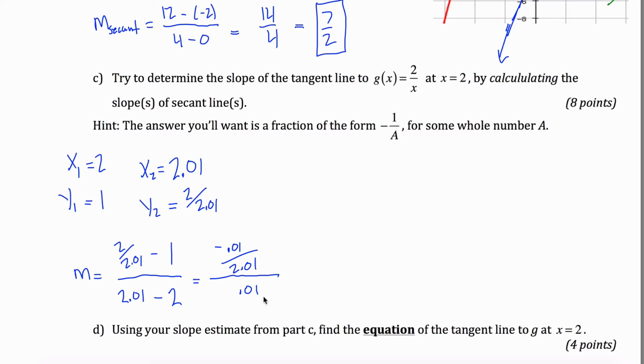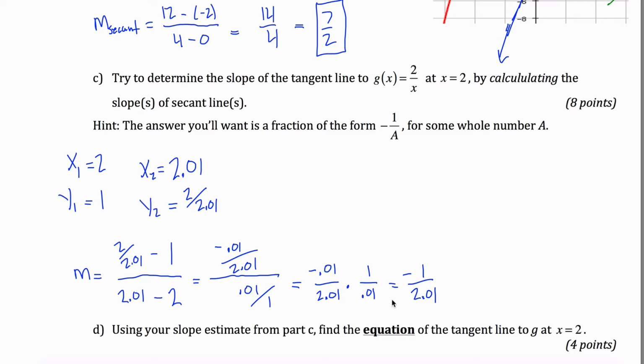And the way I like to write it when I have fractions inside fractions, I like to make them both fractions. Because I know how to divide fractions. It's like multiplying fractions, but you multiply by the reciprocal. So what I'm saying is I would change this into negative 0.01 over 2.01 times 1 over 0.01. And now I can cancel these guys out and get my answer to be negative 1 over 2.01. That's my slope right there.